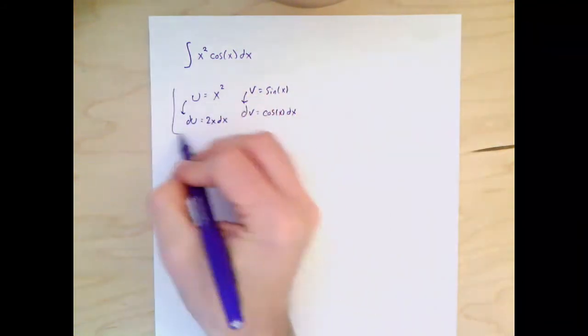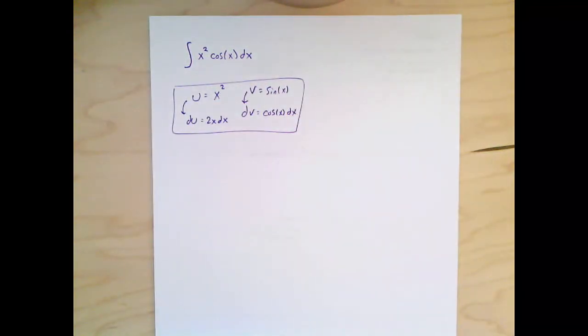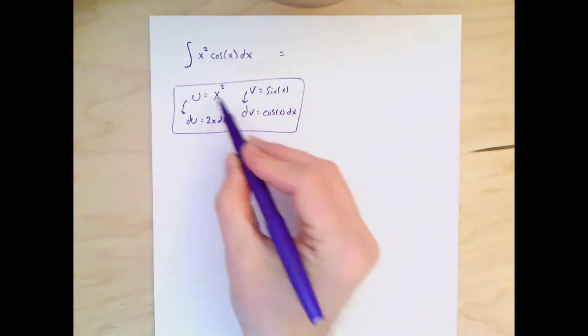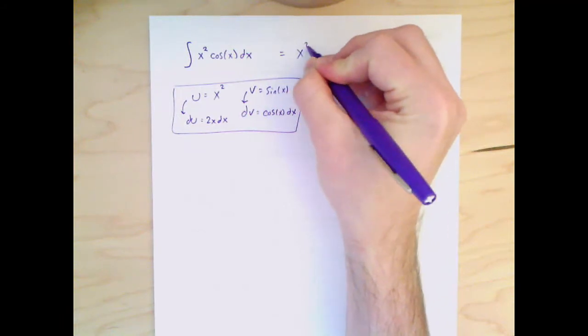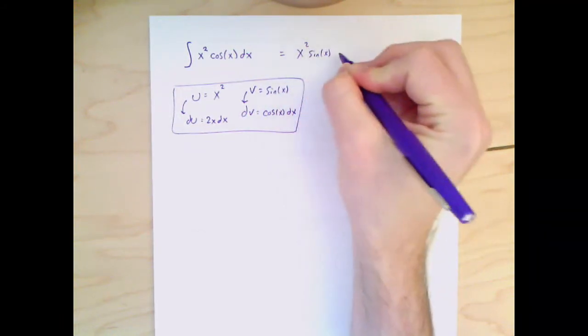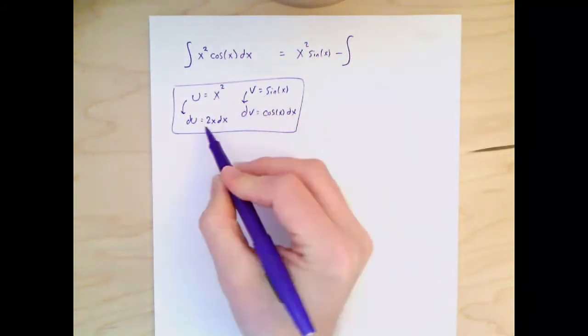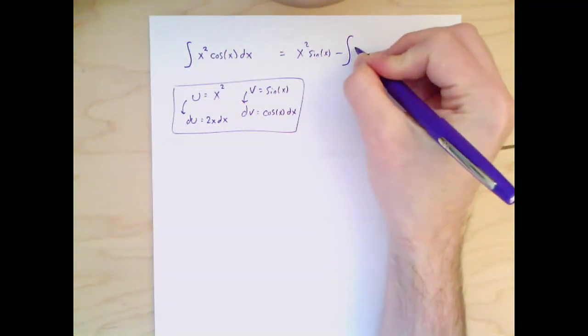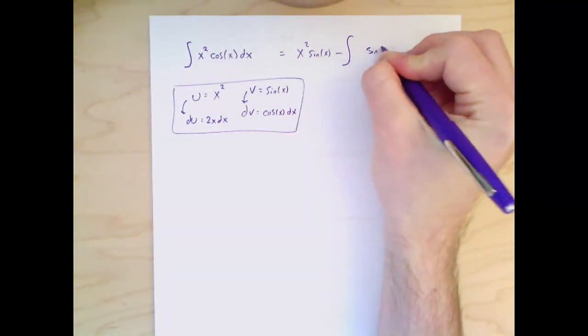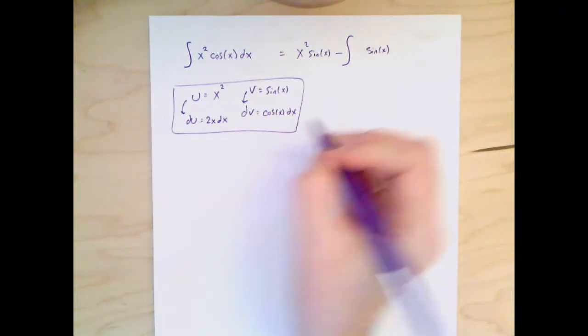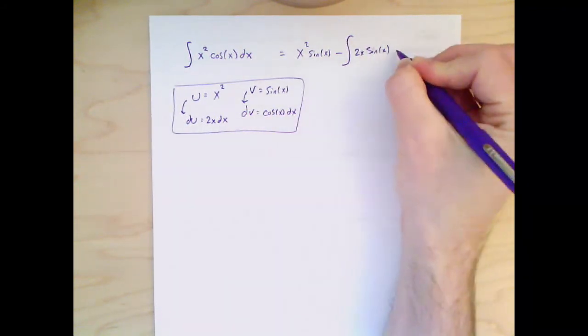So now we can rewrite this original equation as uv, so x squared sine x, minus the integral of v du. So the integral of sine x times 2x dx. So I'm going to write the 2x here and the dx there.